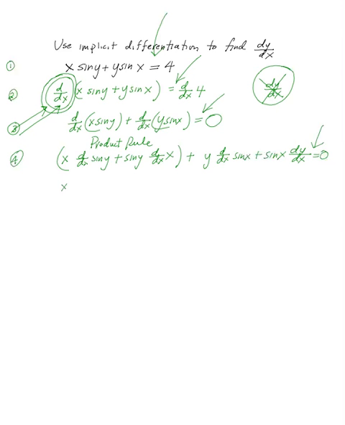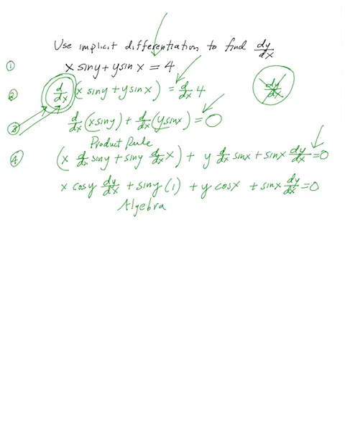Okay, the derivative with respect to x of sine y. y is a function of x. So you've got an outside function, sine, and an inside function, y. So the chain rule is necessary. The derivative of the outside is cosine y. The derivative of the inside is dy dx. The derivative of x with respect to x is 1. The derivative of sine x with respect to x is cosine x. Okay, now we have an equation in dy dx. It's algebra from here on out.